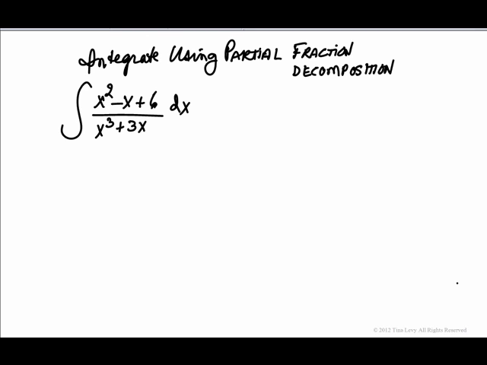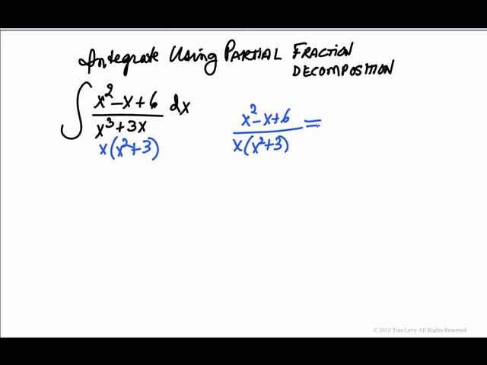So we're going to integrate using partial fraction decomposition, x squared minus x plus 6 divided by x cubed plus 3x. Our first step is, before we can do the decomposition, we always have to factor the denominator. So factoring the denominator, I see it can factor out an x, and that leaves me with x squared plus 3. So we are going to have x squared minus x plus 6 over x times x squared plus 3.